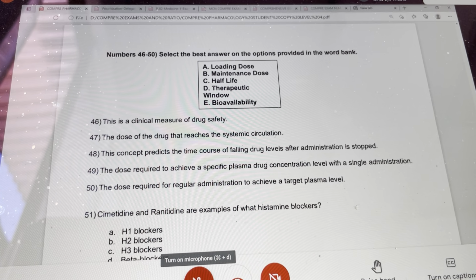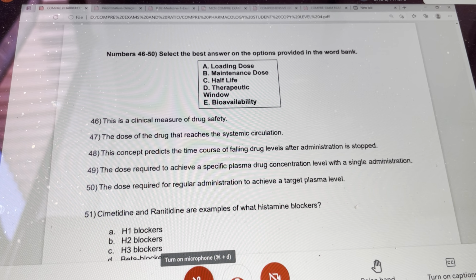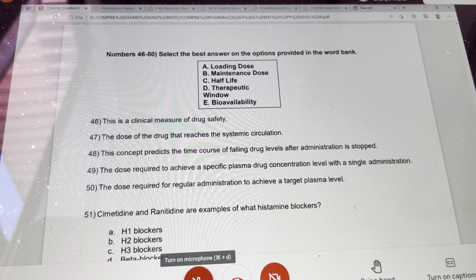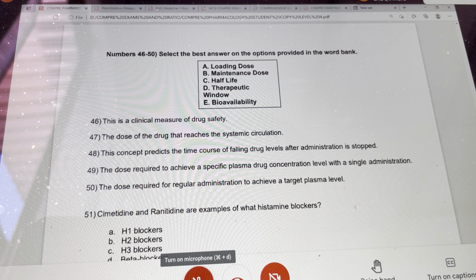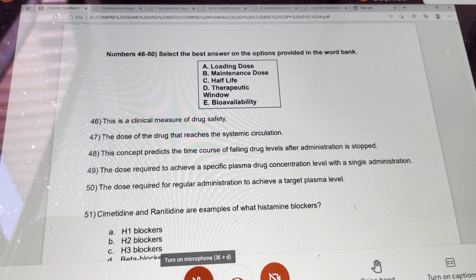Okay, the correct answer here, ladies and gentlemen, nakikita nyo ito sa mga drug handbook nyo, pero minsan kasi we fail to read it or go through it. So number 46, this is a clinical measure of drug safety. That is your delta, therapeutic window. So this is a useful index of safety when we are talking about these medications.